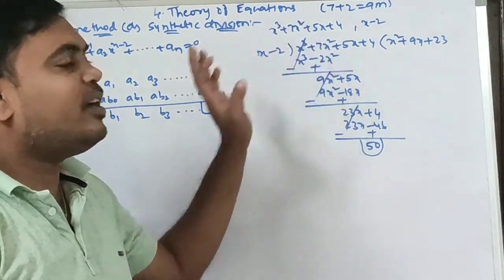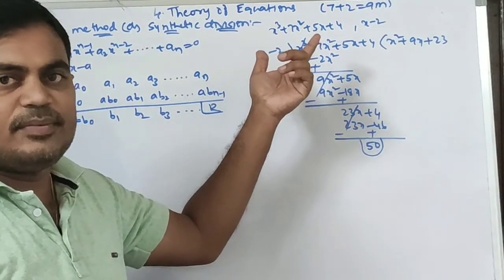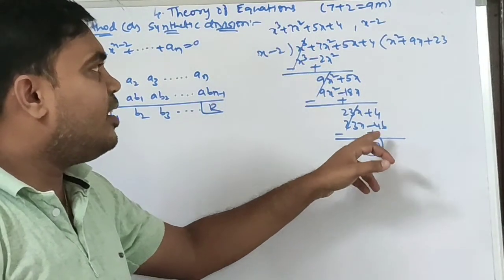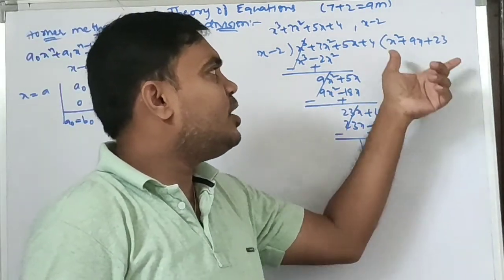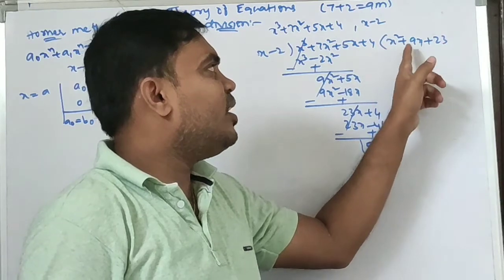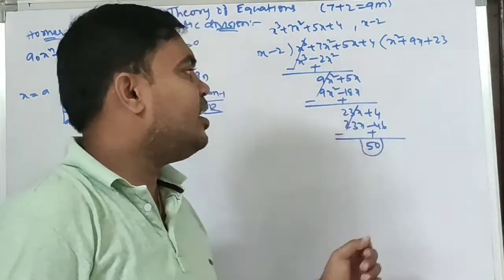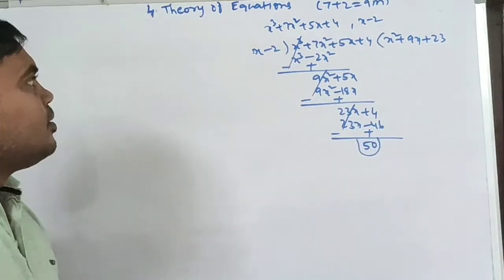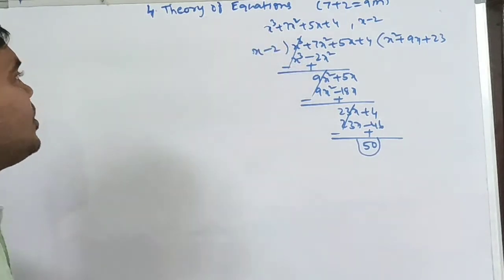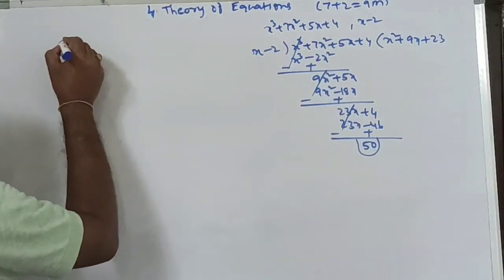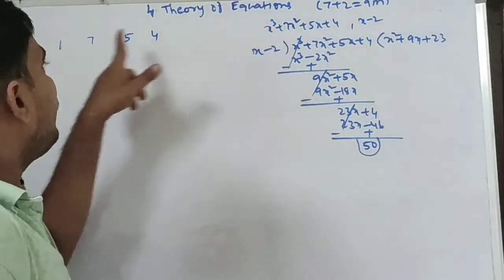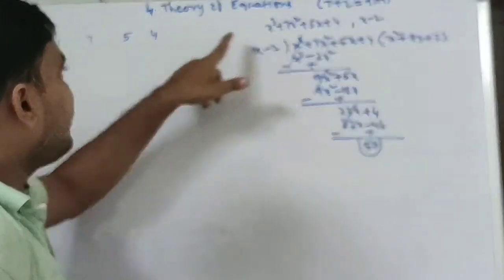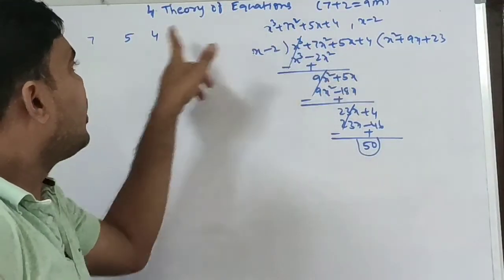x minus 2 is not a factor of the given polynomial. If the remainder is equal to 0, then it is a factor. What is the quotient? The quotient is x square plus 9x plus 23. What is the remainder? 50. I want to write the coefficients now. First 1, 7, 5, 4. So x cube coefficient 1, x square coefficient 7, x coefficient 5, constant 4.